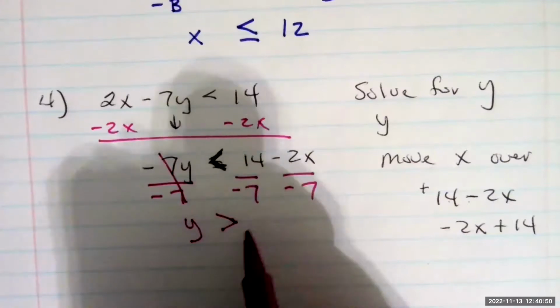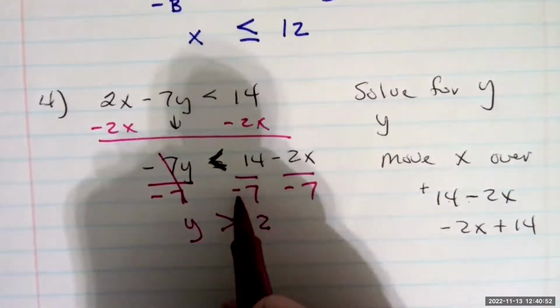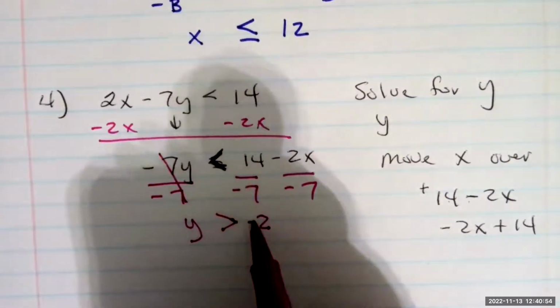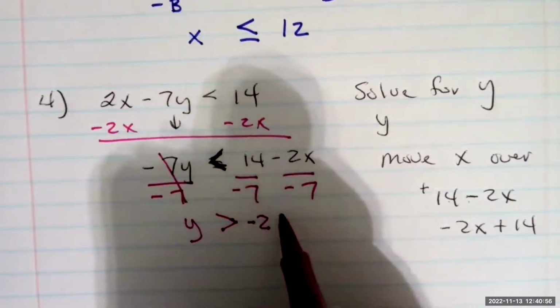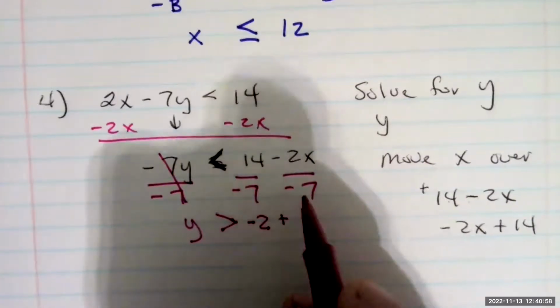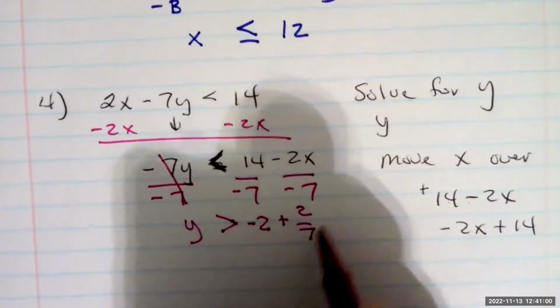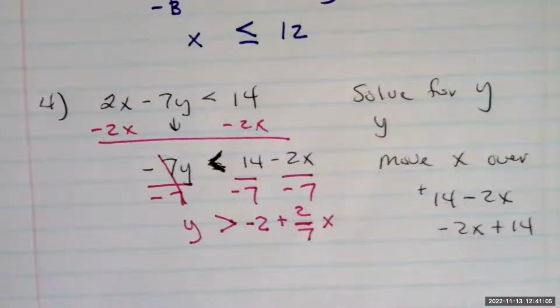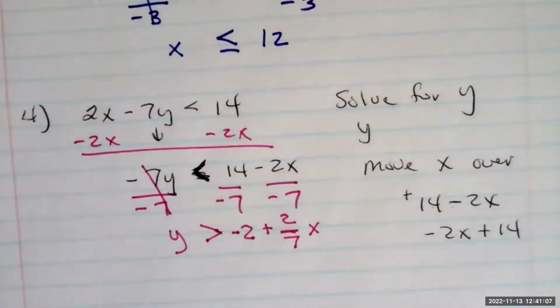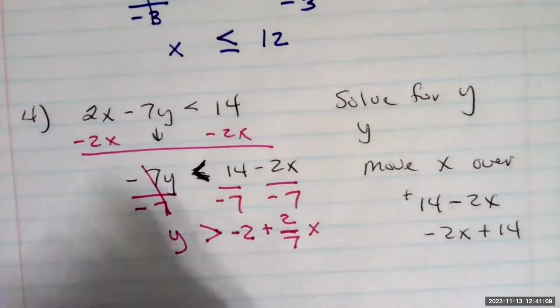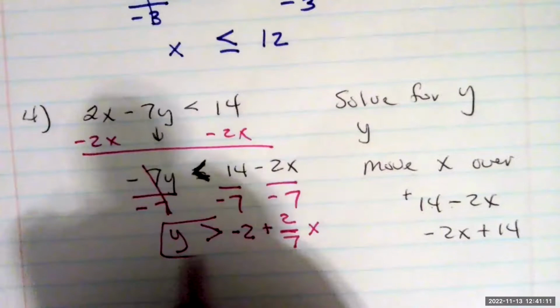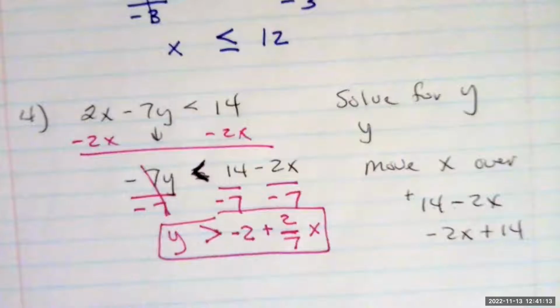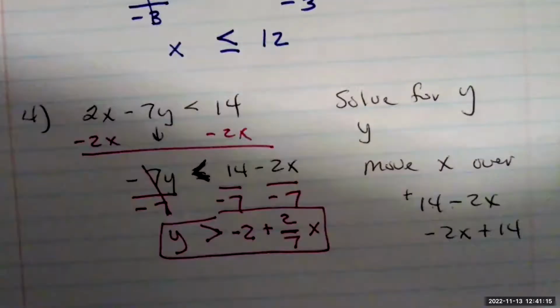7 goes into 14 2 times. If you look, I only have 1 negative, so it's a negative. 2 negatives make a positive, and I'm just going to write a fraction, 2 over 7, and then put the x kind of like in the middle. So there we go. Now I'm going to graph. Oh, I don't have to graph this one. This is my answer. So if I go here, I'll put this answer here.